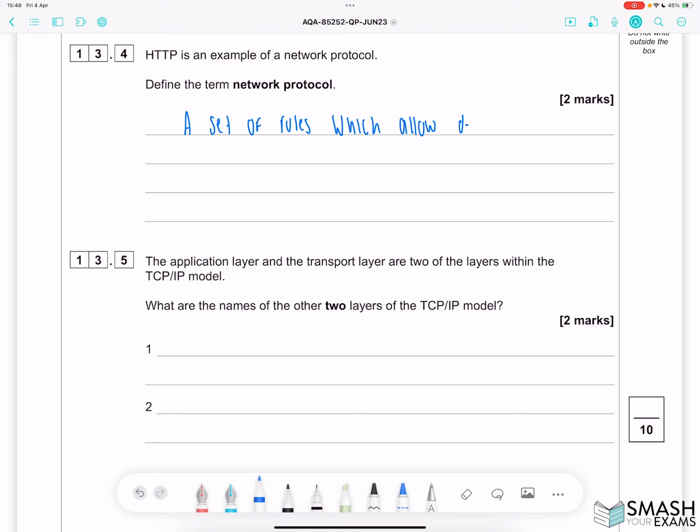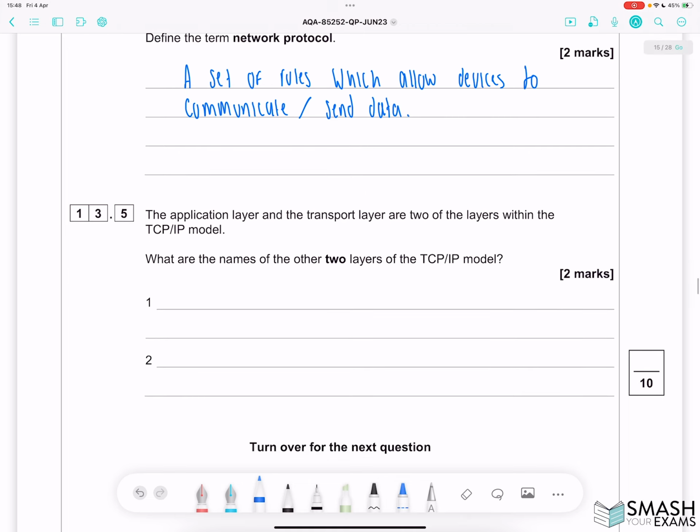So: allow devices to communicate / send data. Send and receive data, I guess. There we go. I've got two key things in there. A set of rules would be one mark, and then allows the devices to communicate would be my second mark there.